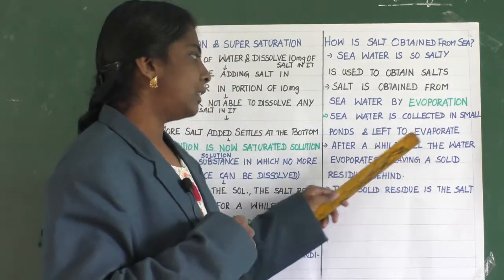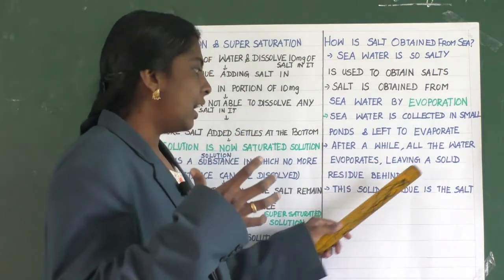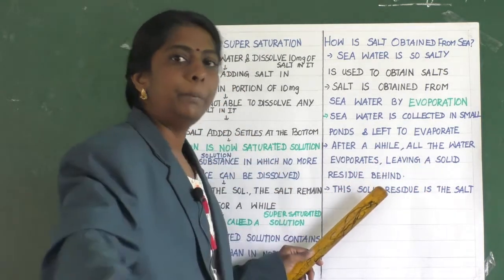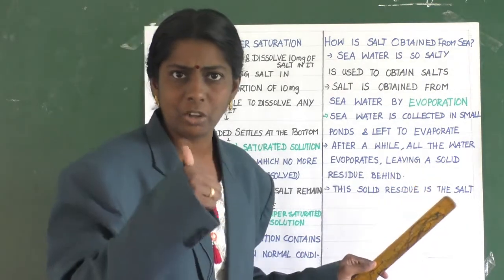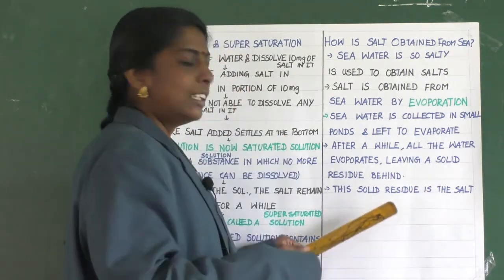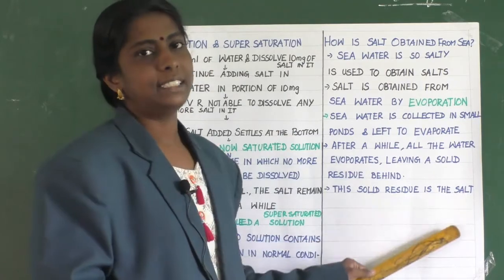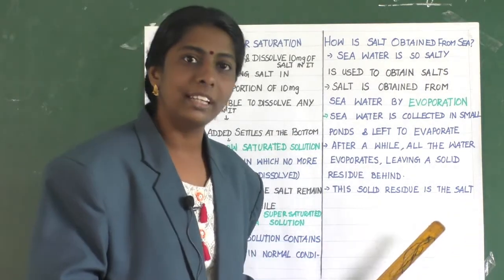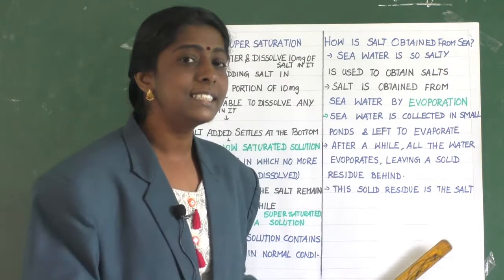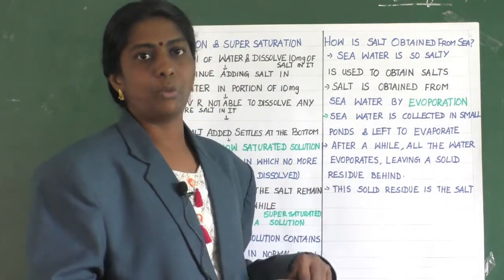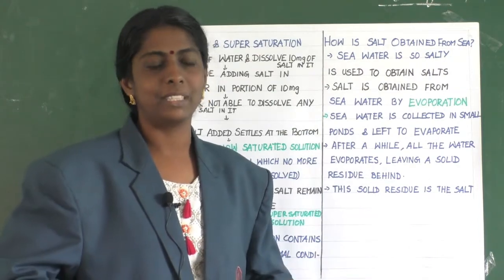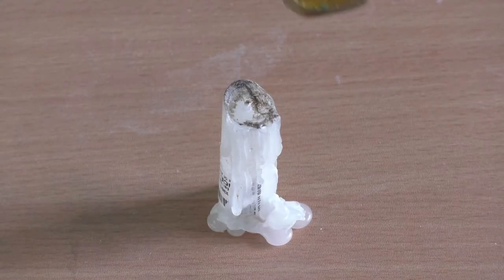All the water evaporates, leaving a solid residue behind. The left out part is the solid residue. What is that solid residue? Yes, this solid residue is the salt. So this is how they are obtaining salt from the seawater. Clear, children? Yes.